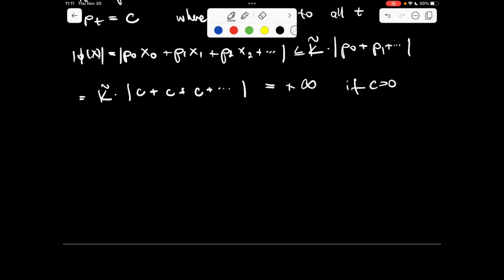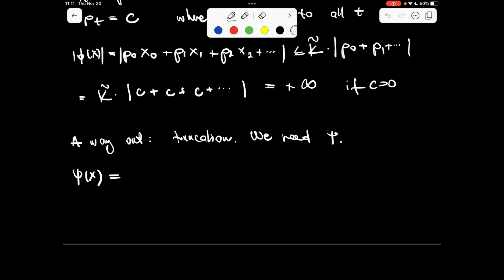A way out: truncation. So we need a truncated sequence, a truncated linear functional called psi. We point out that to any consumption path, it is 0.